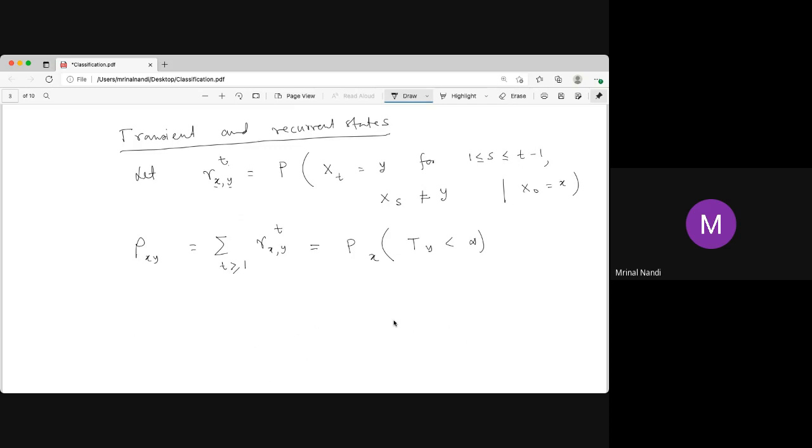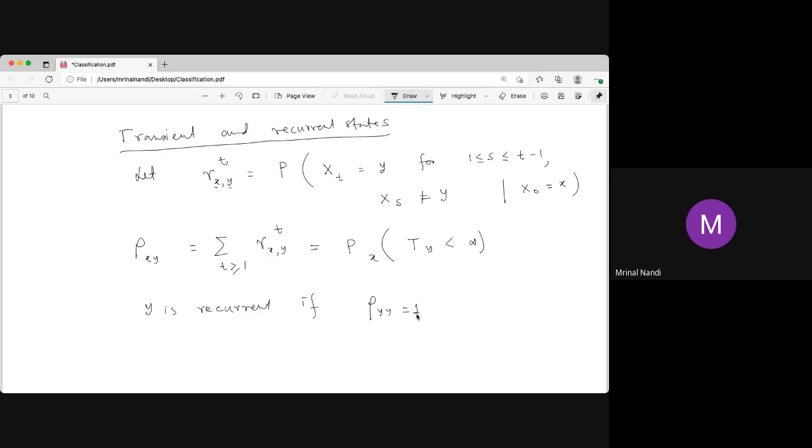Is it very close to 1 or very close to 0? That's the question. So this rho xy is the probability that it hits y after a finite step starting from x. This probability is very important. Now we say y is called recurrent, we say it is a recurring state, if rho yy is equal to 1.